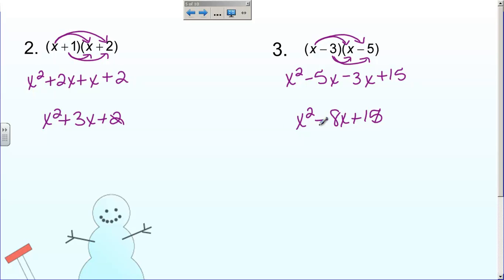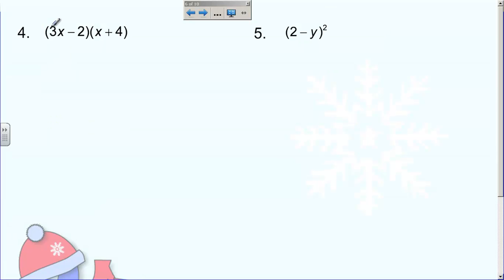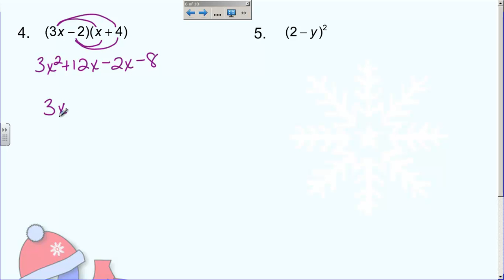Okay, next problem. It's the same deal, except instead of just having an x, now I've got a 3x, but I'm going to do the same process that I was doing before. So 3x times x is 3x squared. And then 3x times 4 is 12x. Negative 2 times x is negative 2x. And negative 2 times 4 is negative 8. Put your like terms together, so you have 3x squared plus 10x minus 8.